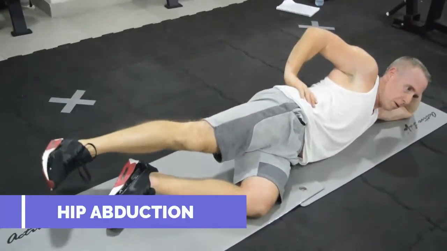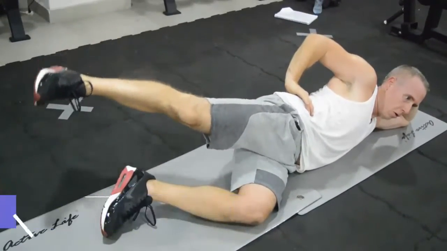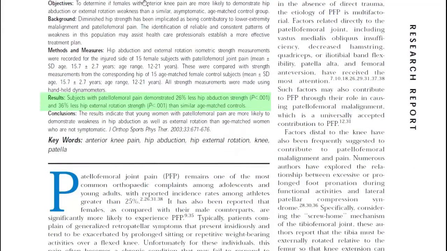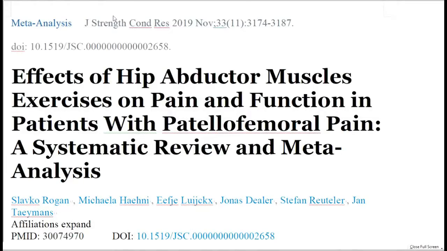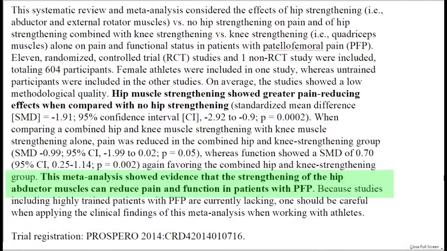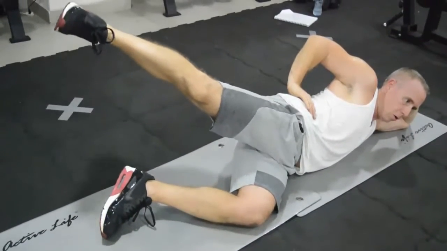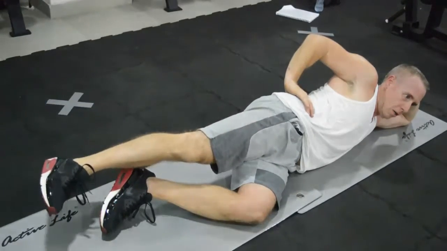Next is the opposite of hip adduction, hip abduction. Studies consistently show that hip weakness in the gluteals causes increased stress at the knees. Further, strengthening the gluteus medius muscle in particular results in improved function and knee pain reduction. What we're trying to do here is activate the gluteals. The best way to do this is by kicking the leg to the side and back.